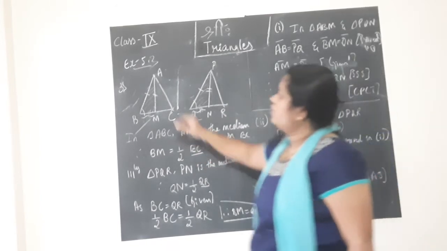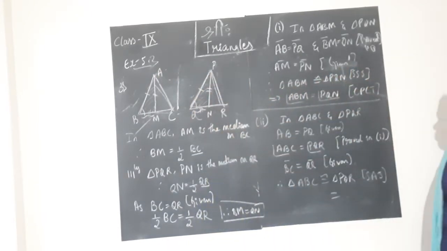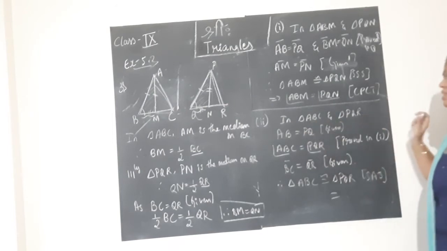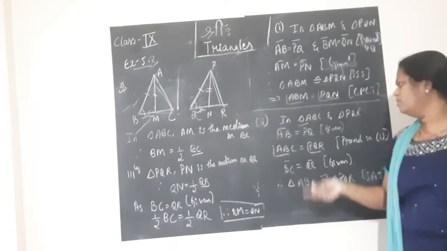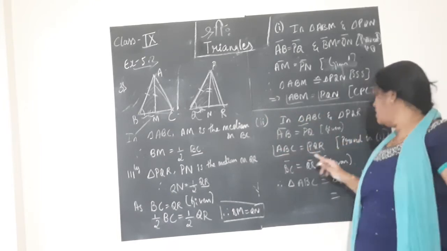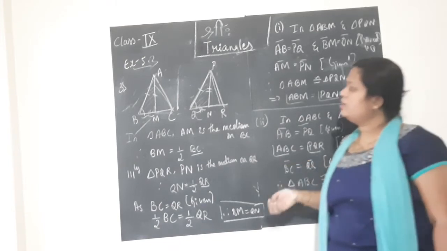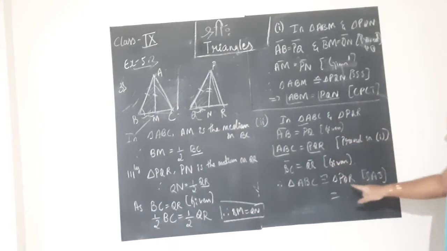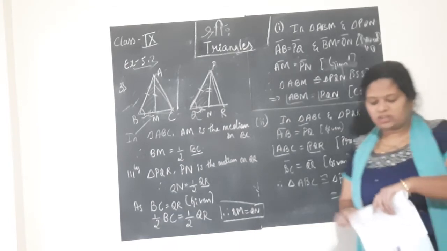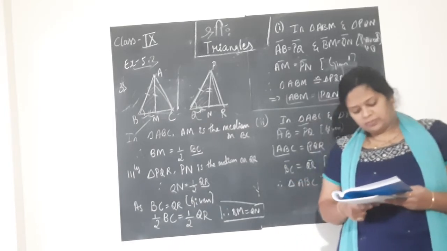In the second sub question, whole triangle ABC is congruent to whole big triangle PQR. We need to prove this. In order to do so, in triangle ABC and triangle PQR, side AB equals side PQ. It is given. Angle ABC equals angle PQR, proved in the first part by CPCT. That is the reason I wrote it. BC equals QR, again it is given. So by side angle side, SAS congruency, triangle ABC is congruent to triangle PQR. That's it, children. So easy problems these are. You can solve it on your own. That is about the third one.